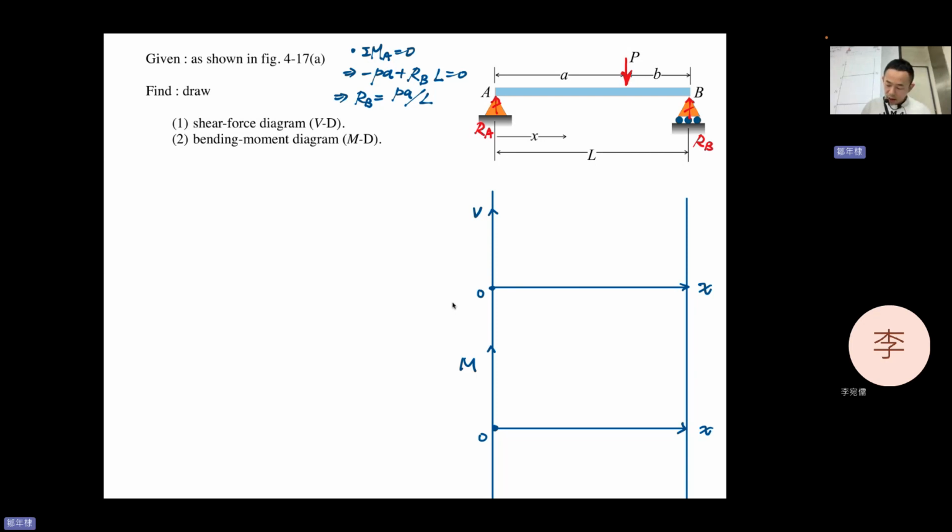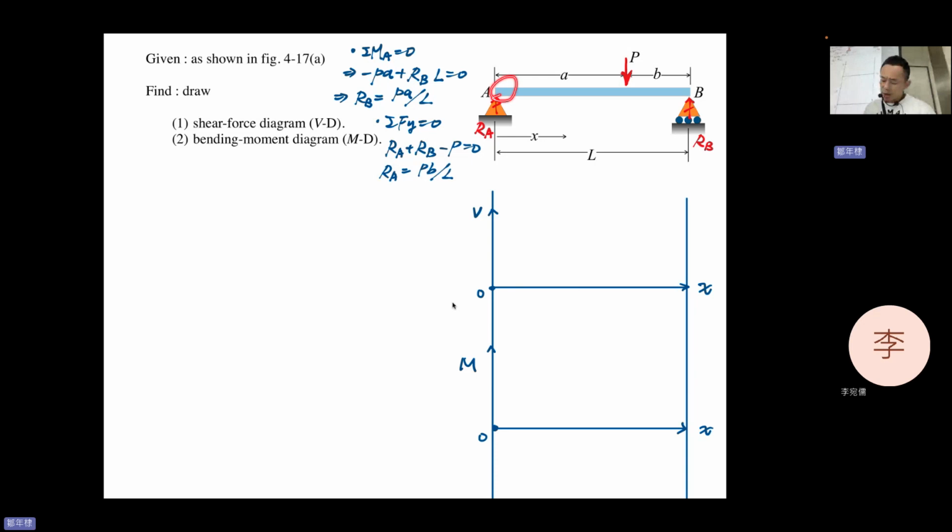And if you have sigma F_y equal to 0, we have R_A plus R_B minus P equal to 0, and R_A equal to P b divided by L. Okay, so you solve the reaction force, right? This one and that one, and you found that my solutions should be correct because they are symmetric. It looks correct, right? So that's it. R_A, R_B done.